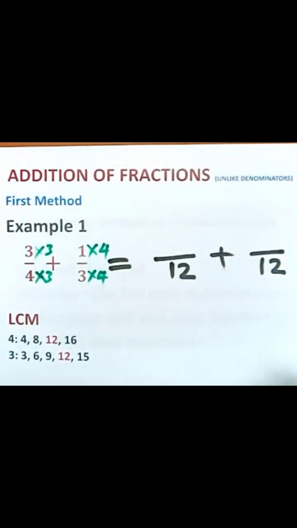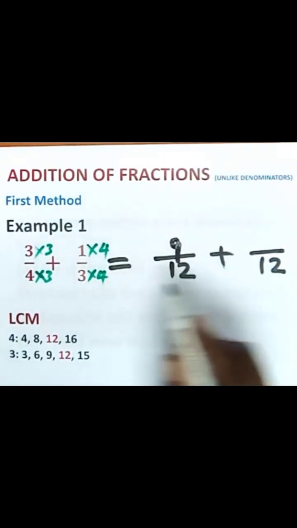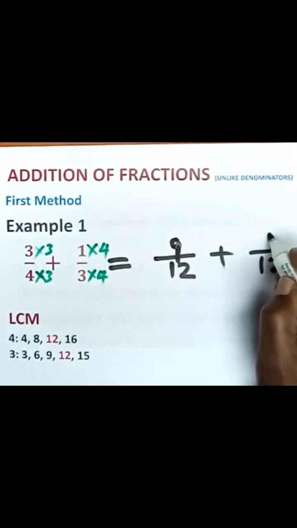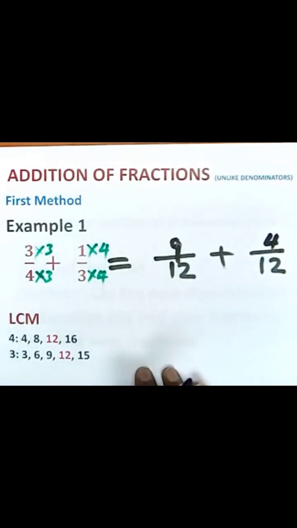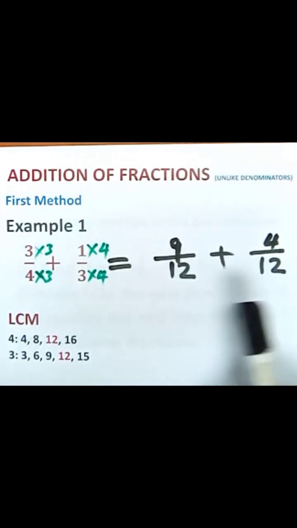Having done that, we'll now go ahead to get our new numerators. Now the new numerators, 3 times 3 is 9, and 1 times 4 is 4. So these are the new fractions that we want to add. And did you notice that these new fractions, they have the same denominator? Yeah. And once fractions have the same denominator, then they are very easy to add or subtract.